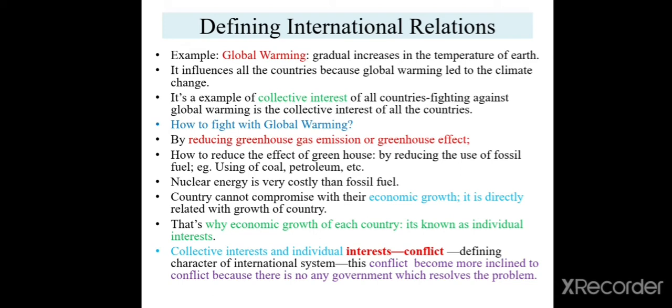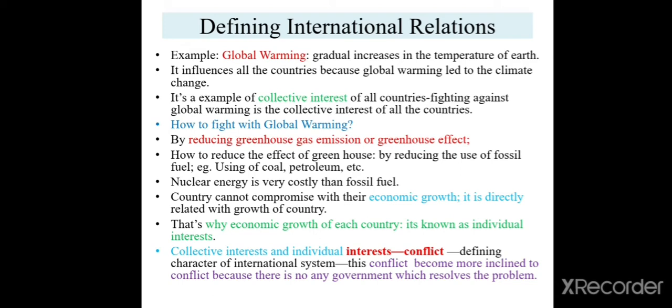While defining international relations, I'll be taking the example of global warming. So what is global warming? Global warming means a gradual increase in the temperature of the Earth. And global warming does not influence only one particular country, it influences the whole world, because it leads to climate change.